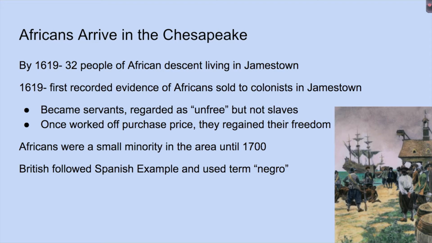Africans will be a small minority in this area till around 1700. Around this time, there are going to be about 300 Africans in the area, as opposed to 18,500 Europeans. The English are also going to follow the Spanish example, calling the Africans Negroes, Negro meaning black in Spanish. The population will remain small, and even in the neighboring colony of Maryland in this time period, they will only account for about 3% of Maryland's population.